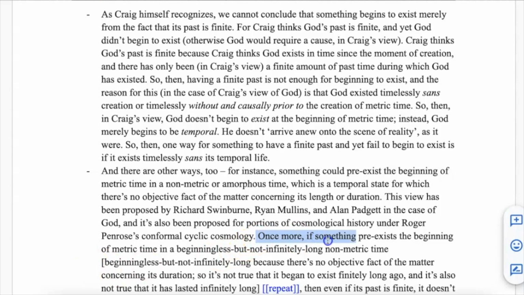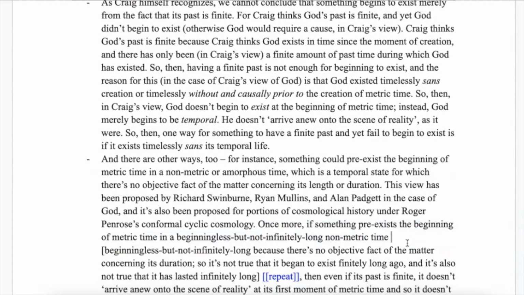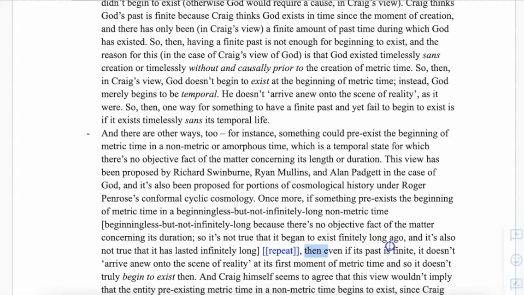So, once more, if something pre-exists the beginning of metric time in a beginningless but not infinitely long non-metric time, then even if its past is finite, it doesn't arrive anew onto the scene of reality at its first moment of metric time, and so it doesn't truly begin to exist then.